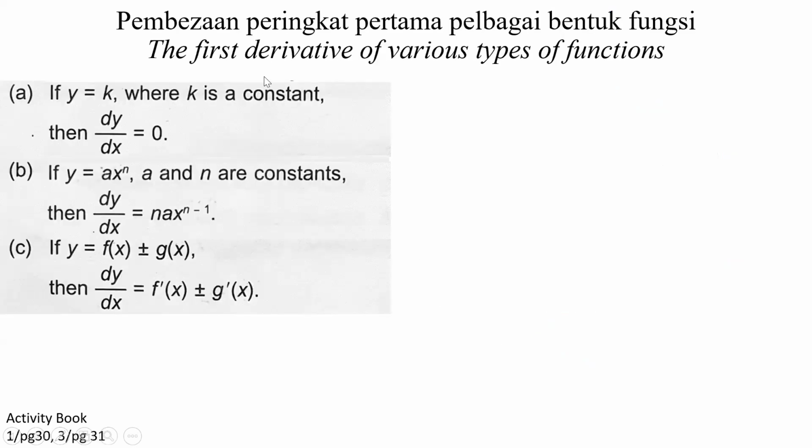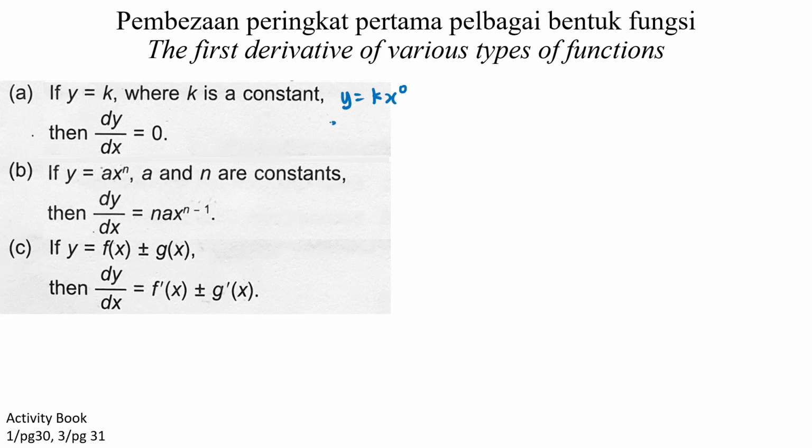Okay. As I said, the first principle is just too long. Is there any shortcut? This is the shortcut. The first derivative of various types of function. As I said, when we differentiate with respect to x, the power of x will be reduced. When y equals to k, whereby k is a constant, you differentiate y with respect to x is 0. Because there is no x for you to differentiate. 0. But if I really want to be serious, to fit into the definition, y equals to k basically is y equals to k times 1, k times x to the power 0.